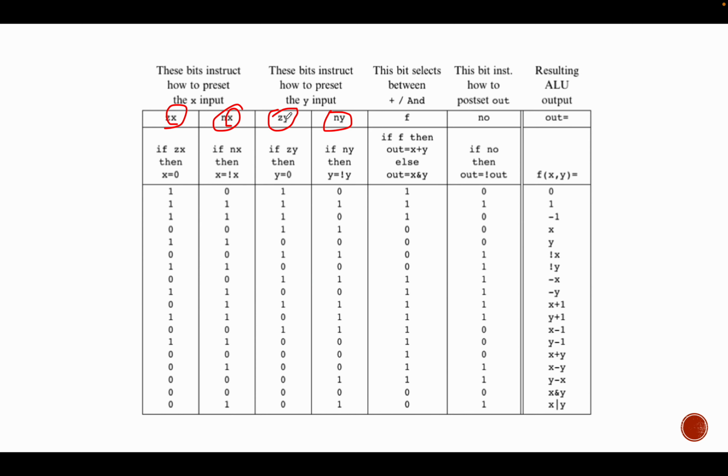Okay, now we've covered these four. Let's go into f. Now f, so if you read here, if f is true, then the output will equal x plus y. And otherwise, if f is false, then we AND it together, so x and y. So we use an AND gate.